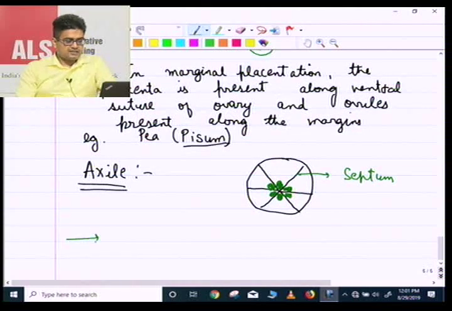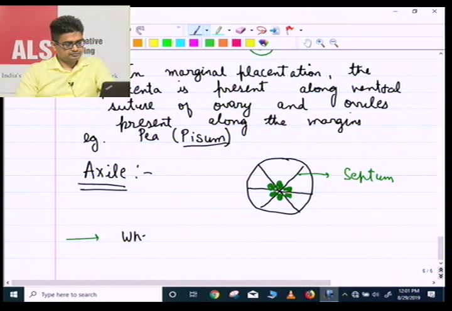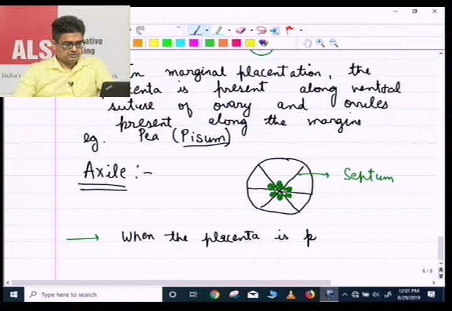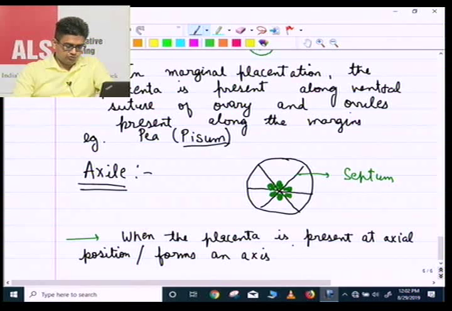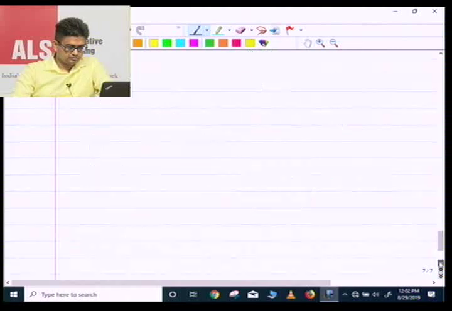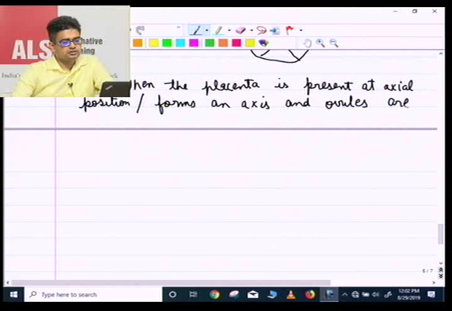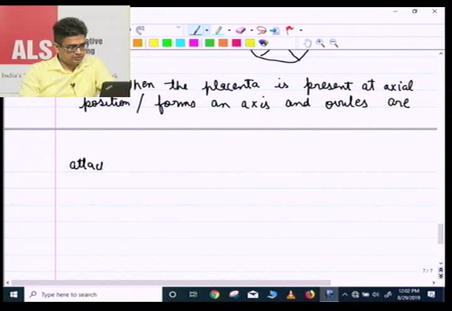When the placenta forms an axis or is axial in position, the placenta is present at the axial position, forms an axis, and ovules develop and are attached to it, as in multilocular ovary. Please write in bracket multilocular ovary.